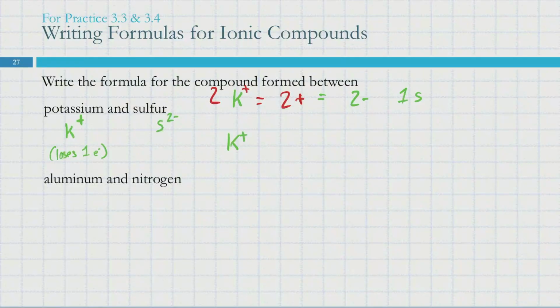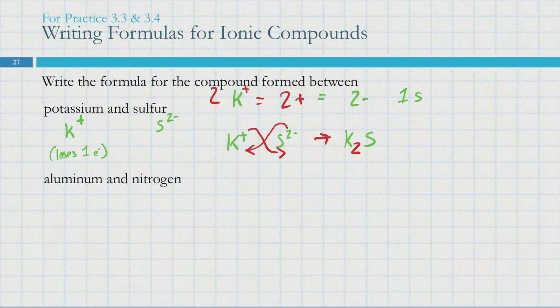So K+ and S2-, we take just the number part of the charge and make that the subscript for the other thing. So this would turn into K2S. Since potassium just has a charge of 1, sulfur would then just be 1 sulfur, and we would end up with K2S.